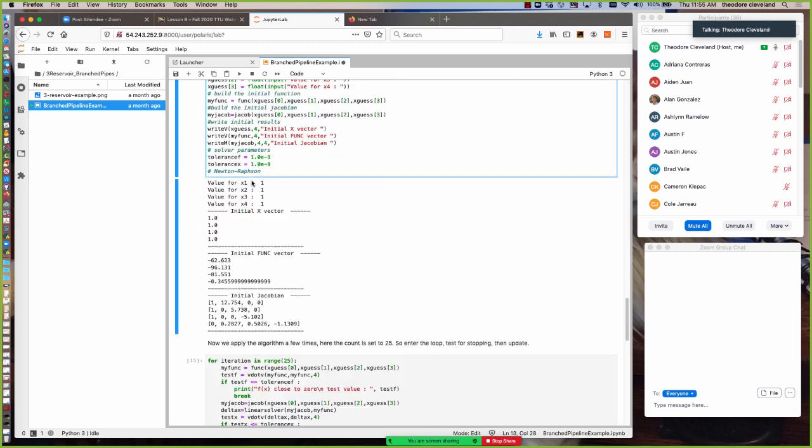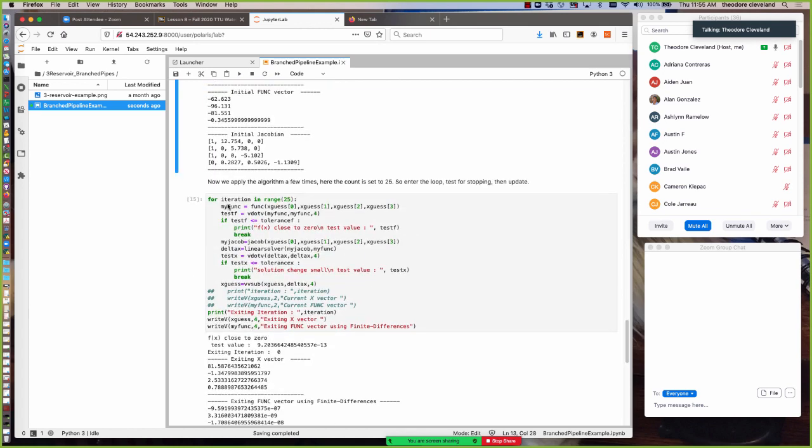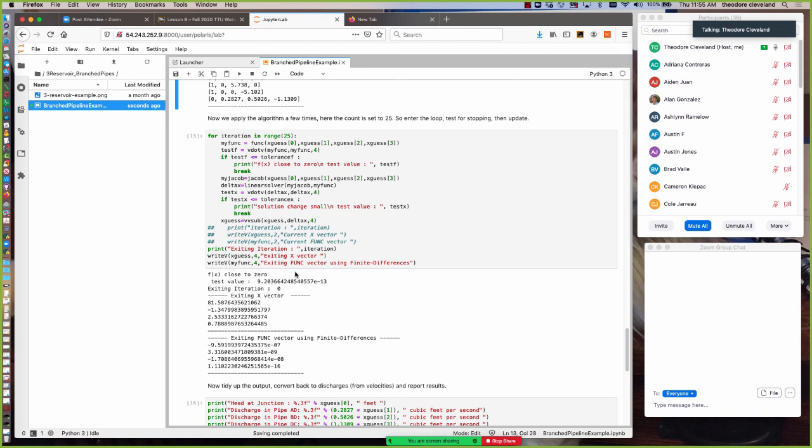So rather than actually run it, I'll just use the existing output. When this was run in the past, the initial values for everything were guessed as 1. So it returns the initial guesses. The first one is the flow in the first pipe, flow in the second pipe, flow in the third pipe, and total head. And then it produces the initial function vector. That's nowhere close to 0. And the initial Jacobian for each of those equations. Then we apply the algorithm a few times.